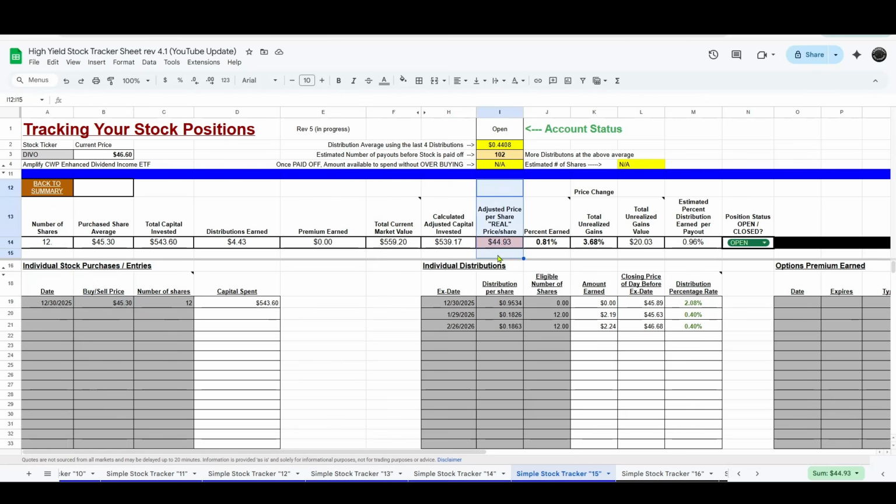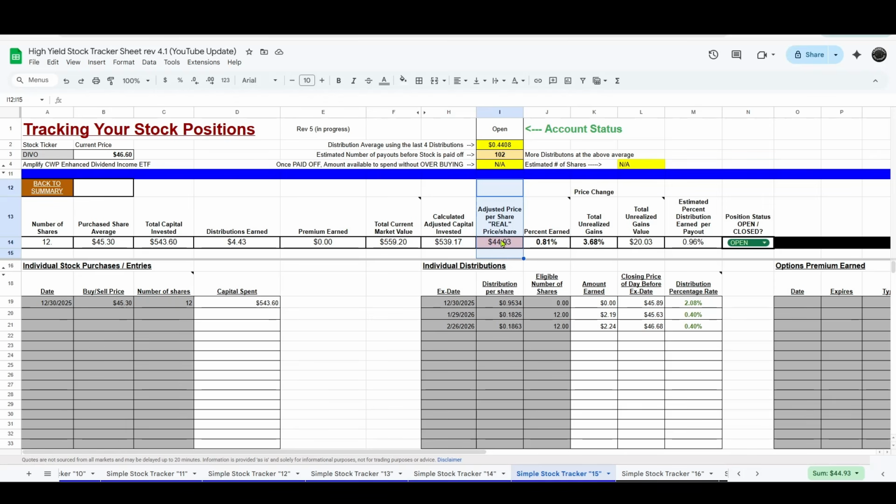Therefore, that is lowering that average price per share, or my real price per share, which is what I like to call it. And since that is lowering this and the price of the stock is moving higher, that gap is increasing, which gives me that downside protection. And that's how I play these high yield ETFs.